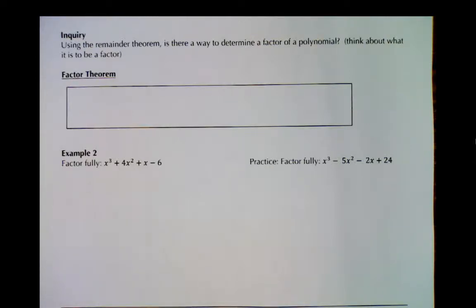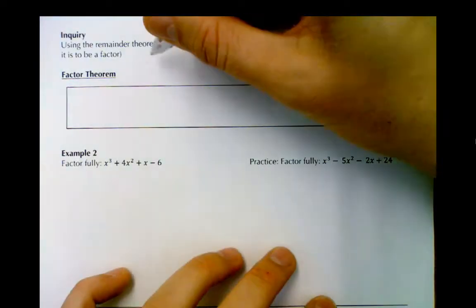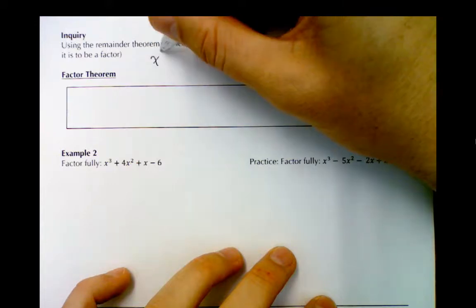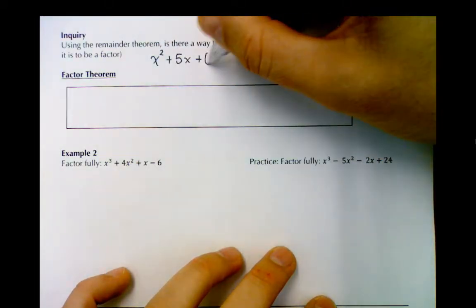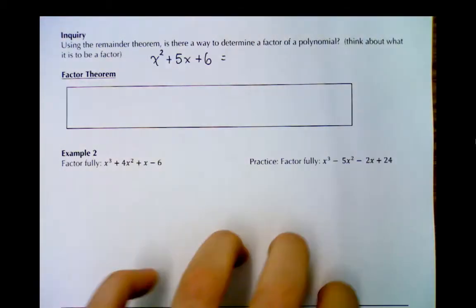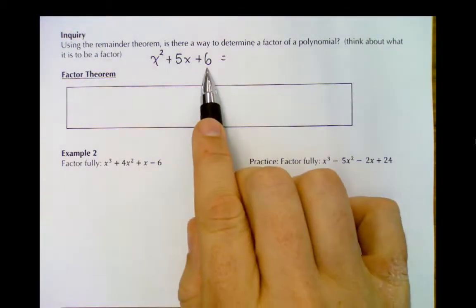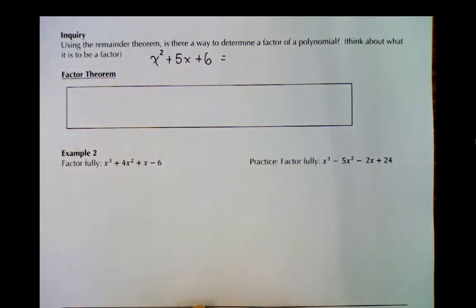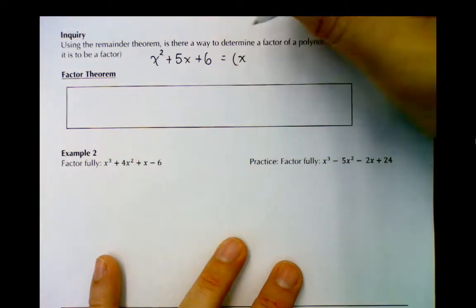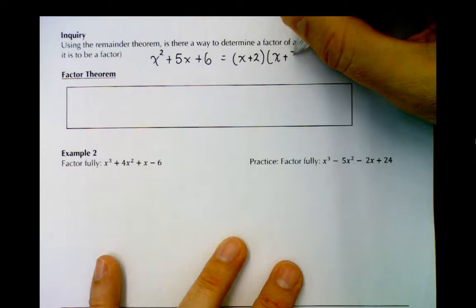Well, if you're truly a factor of a polynomial, let's look at a polynomial factored, actually, that might help. If we had, let's just pick a quadratic, x squared plus 5x plus 6. If we factor that, we're looking for two numbers that multiply to 6 and add to 5. The numbers that multiply to 6 and add to 5 are 2 and 3, so factored form would be x plus 2 times x plus 3.